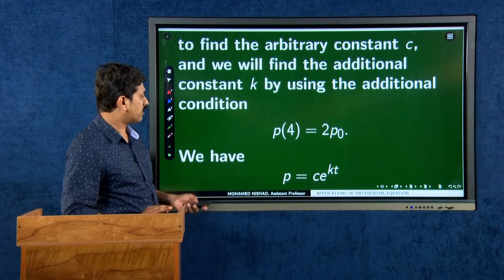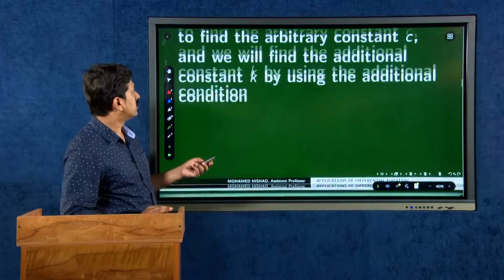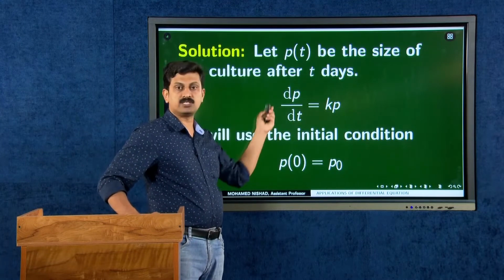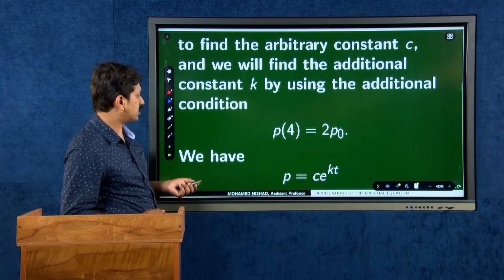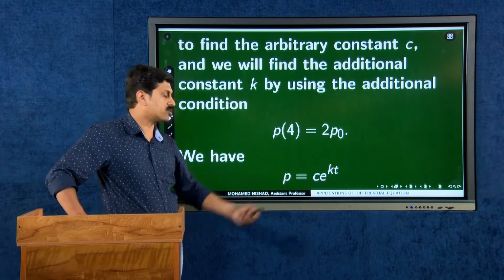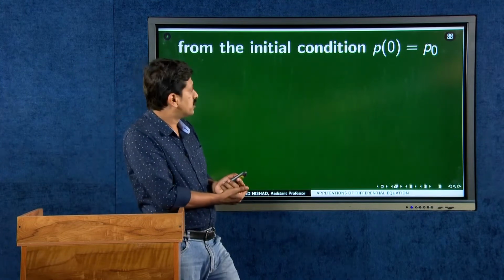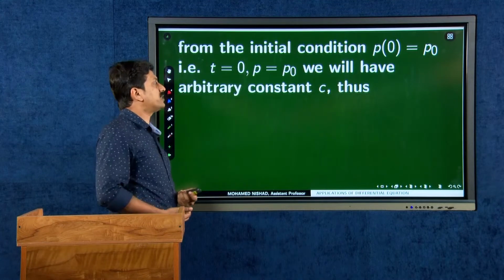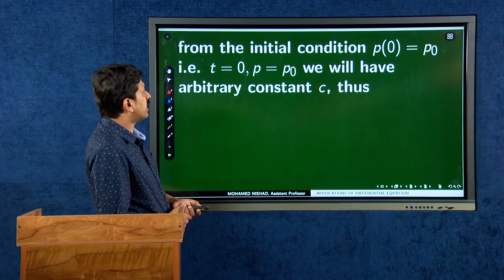Now, here we have P is equal to c e raised to kt, that we can find from here by integrating. While solving the differential equation, we will get a solution like this. So, from the initial condition we have P of 0 equal to P naught. Whenever t is equal to 0, the value of P is equal to P naught. Okay. So, we will find the arbitrary constants.